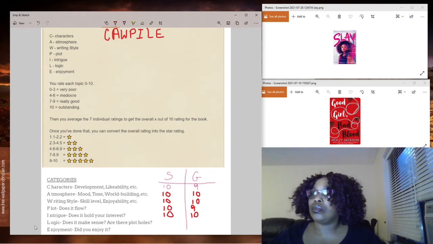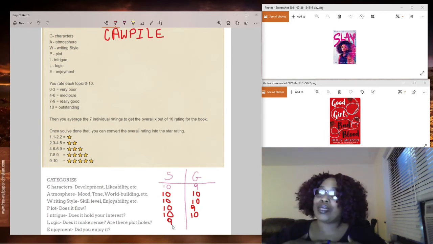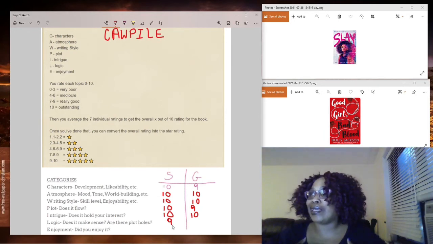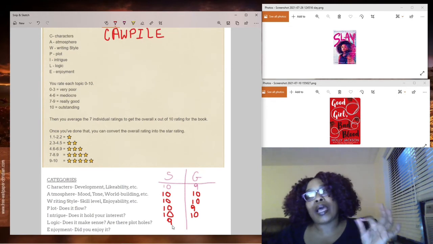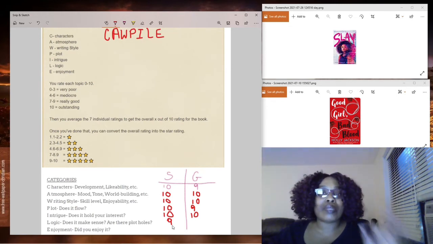And now we're up to Logic, and for Slay, I gave it a 9. I mean, it broke my heart because I was really, really hoping that I could give this book perfect 10s across the board in every single category, but I had to be honest, there was a little small plot hole, and I remember when I was up to that part and I was like, well, wait, this is it?